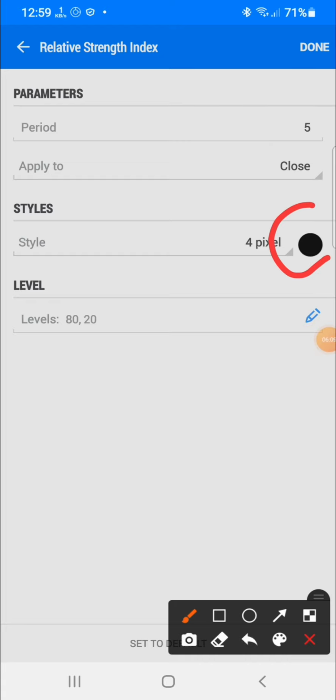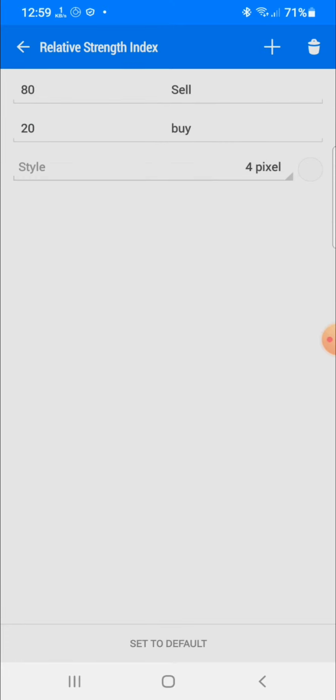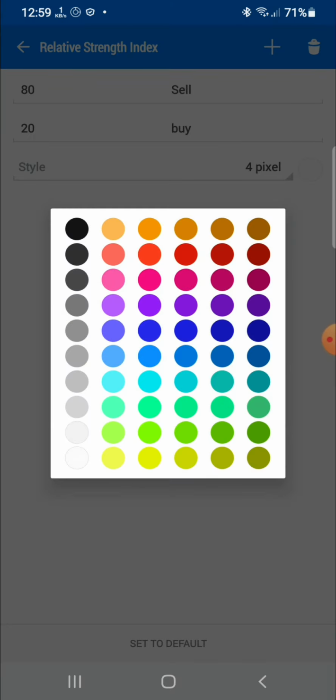Over here you want to make that color the same as your background. Because I use a black background, I'm using a black color. If you're using a white background chart, you want to make that color white. And on your levels, you just put 80 and 20 as usual. You place your sell here, and this is your buy signal, to alert yourself when to go into the market. And the style should be 4 pixels and white too, because I want it to be visible. That's why it's white, guys.